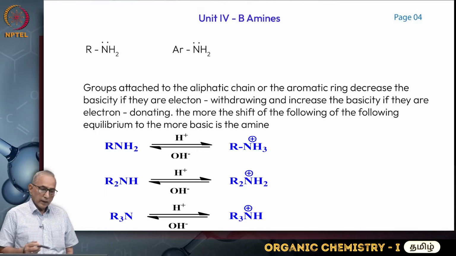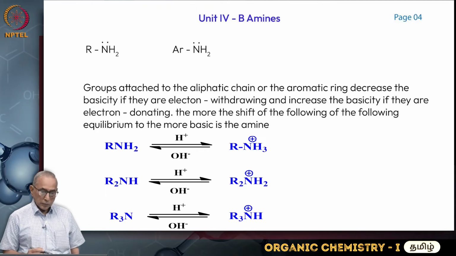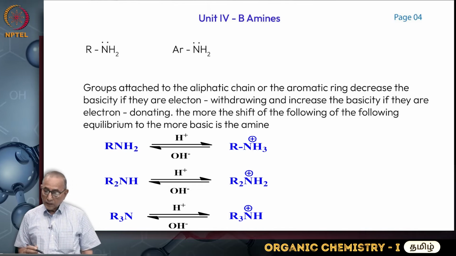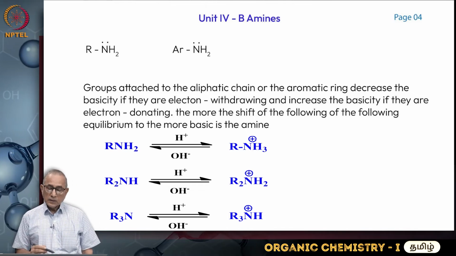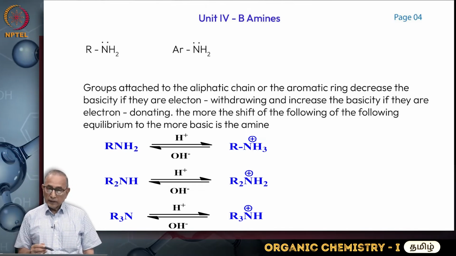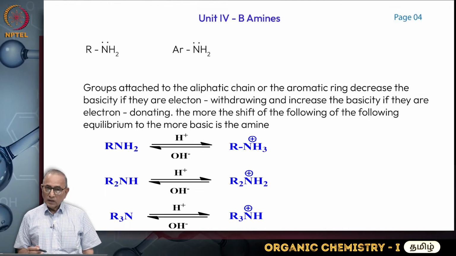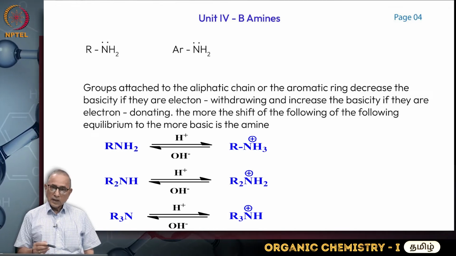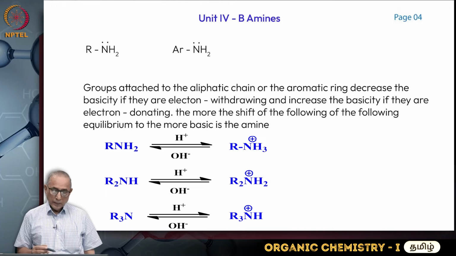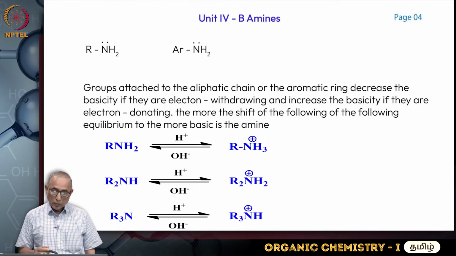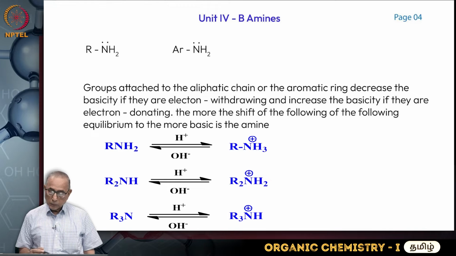Suppose you have RNH2 and ArNH2. Groups attached to the aliphatic chain or aromatic chain decrease the basicity if they are electron withdrawing. This is just opposite to the carboxylic acid. அங்கே electron withdrawing group இருந்தாக்க carboxylic acid acidity will increase. இங்கே வந்து amine basicity will decrease if substituted by electron withdrawing groups.